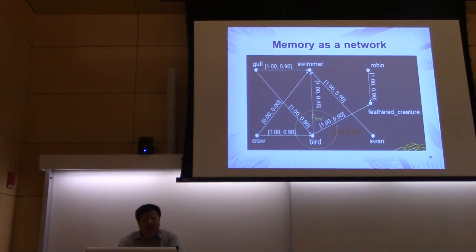So graphically speaking, you can see the system's memory as a conceptual network. Here, every node is a term, every link is a belief. Then you see there are numbers attached, that's the truth value, or evidential support.